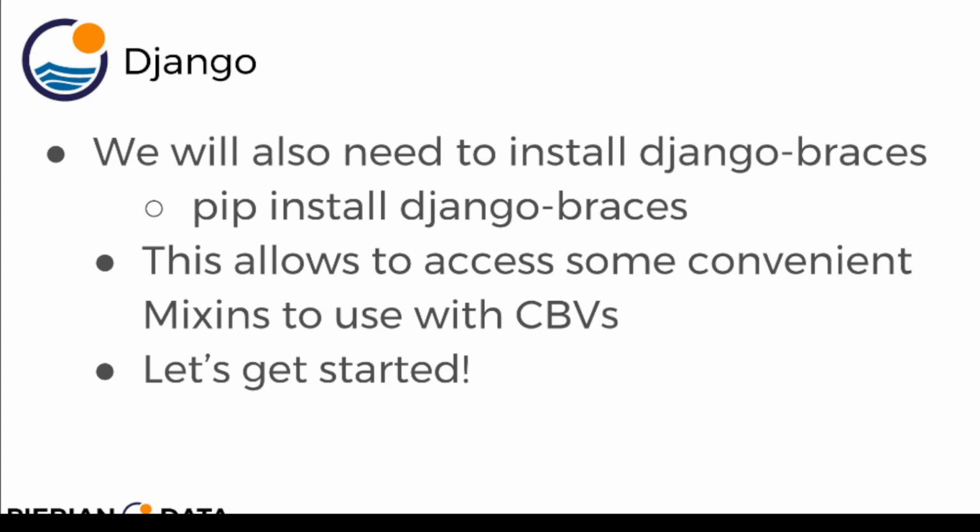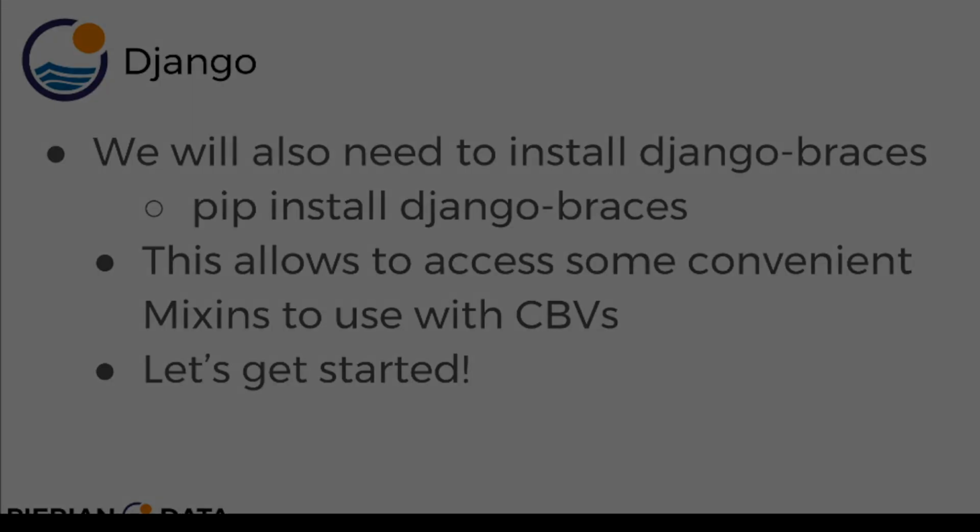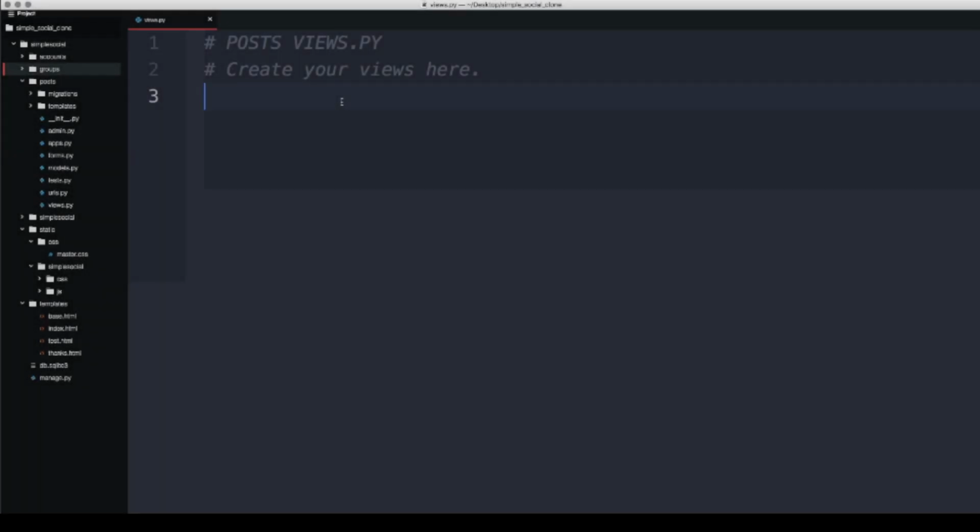What we are also going to need to do is install a library called Django braces, and you can do that at your command line with this command: pip install django-braces. And this allows us to access some convenient mixins to use with class-based views. Let's go to the editor and post file and get started.